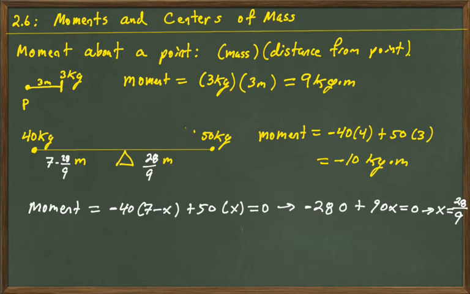Okay, so now we have a balanced system, and the equilibrium is when your moment is 0. So our equilibrium happens when the distance between the 50 kilogram kid and the fulcrum is 28 over 9. Okay, so let's go ahead and move along.